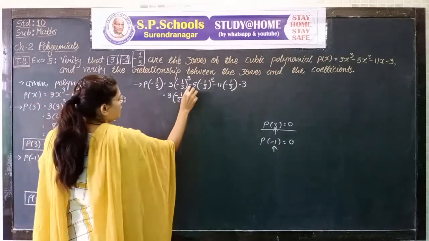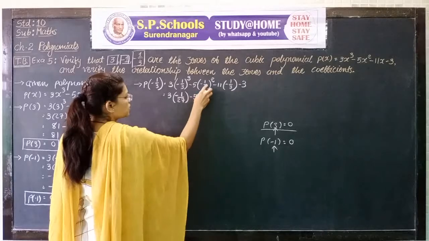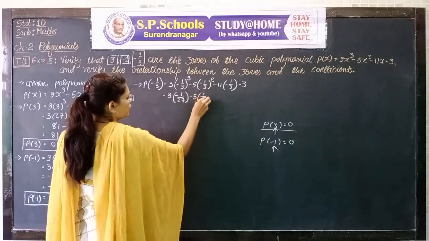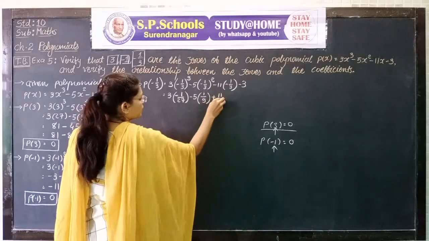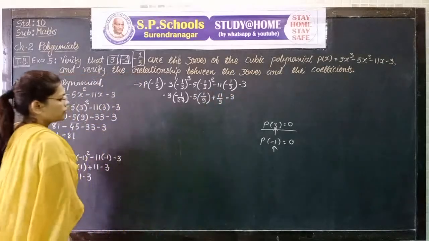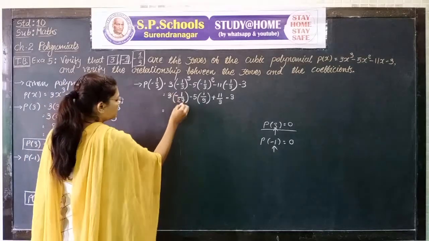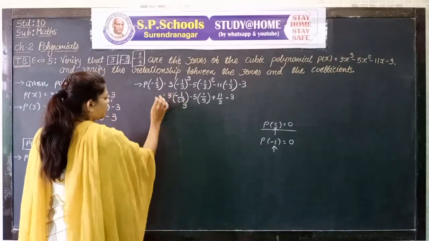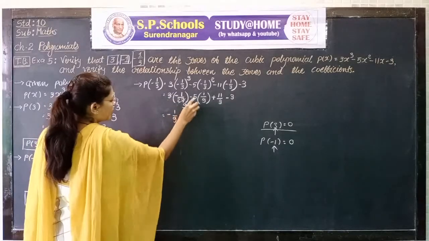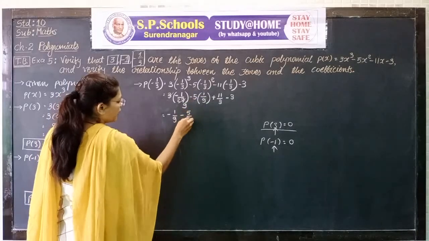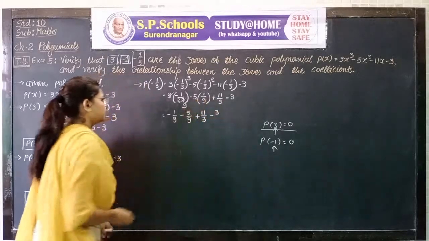Minus 5 remains as it is into the square of minus, which gives plus, 1 upon 3 squared is 1 upon 9. Minus minus plus 11 ones are 11 upon 3, and last is minus 3. See here the cut is possible, 3 9s are, remaining into the next step: minus 1 upon 9, minus 5 ones are 5 upon 9, plus 11 upon 3 and last minus 3.